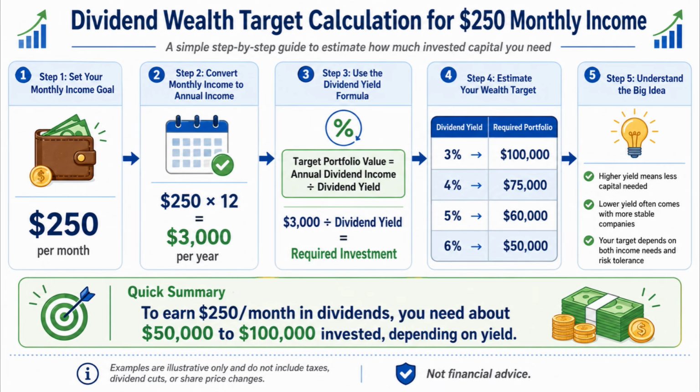If you prefer a more conservative approach, you may focus on stable dividend-paying companies and accept a lower yield. But if you are comfortable with more risk, you may look at higher yield opportunities while still doing proper research.